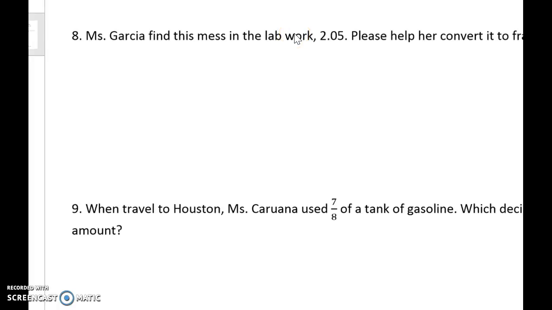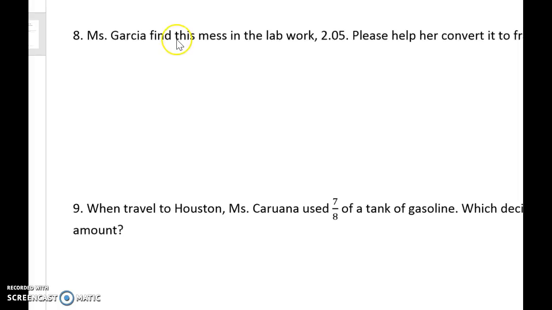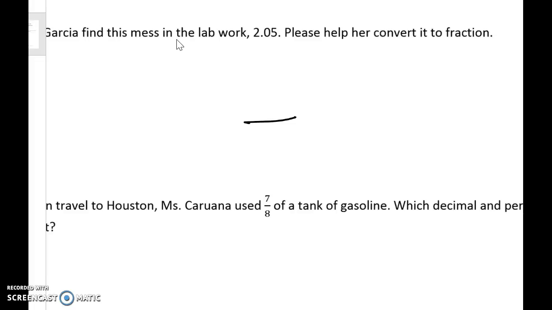Hello again. Question 8. Ms. Garcia found this mass in lab work, 2.05. Please help her convert it to a fraction.